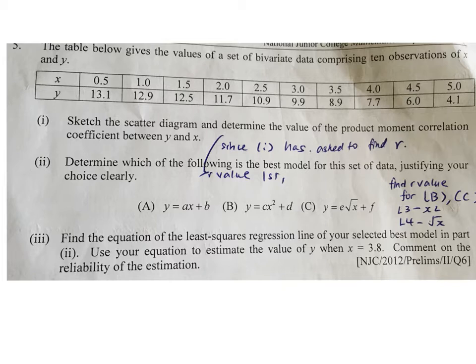So we were looking at basically this question, which is the best set of data. So we're looking at A, B, C. Since there are a lot of ways to compare the model from data, one way is to look at the scatter diagram. The second way is to use the value of R.